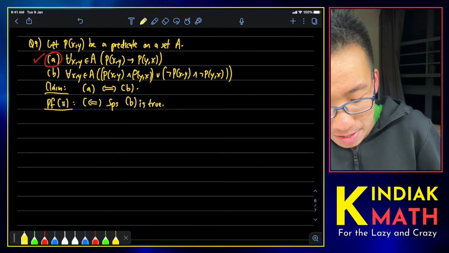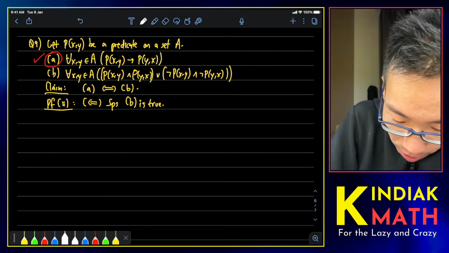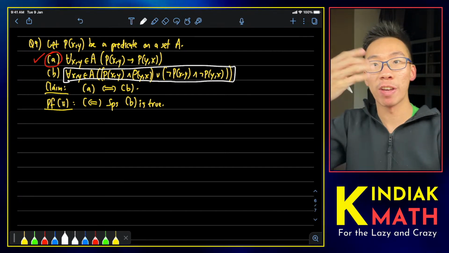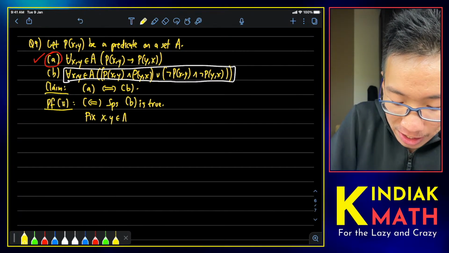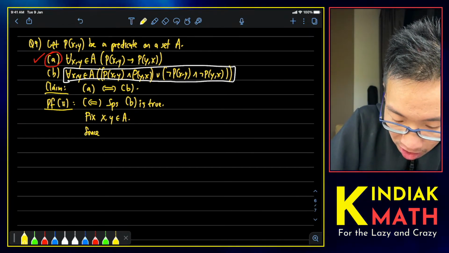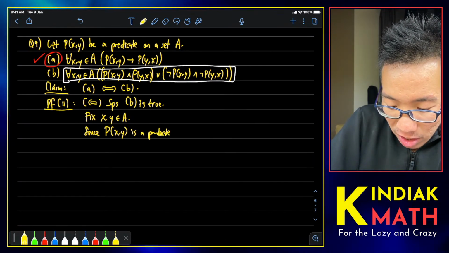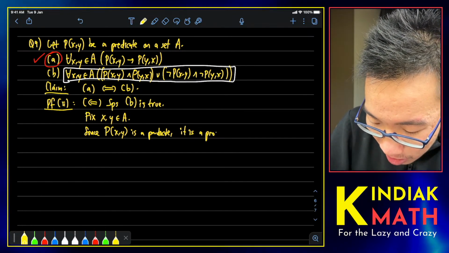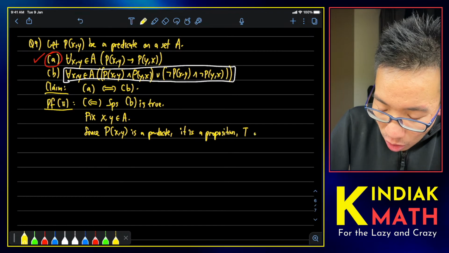What does B is true mean? It means that we can now use this information freely as we would like to, right? We need to prove A. It's a for all statement, so we need to fix X and Y in A. And once again, since Pxy is a predicate, and you plug in the X and Y's, it is a proposition, which is true or false.